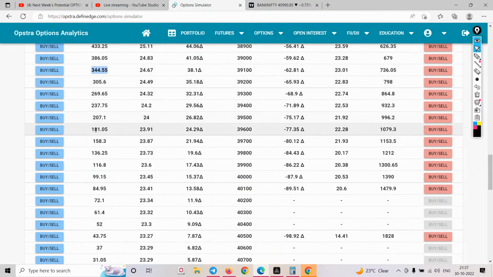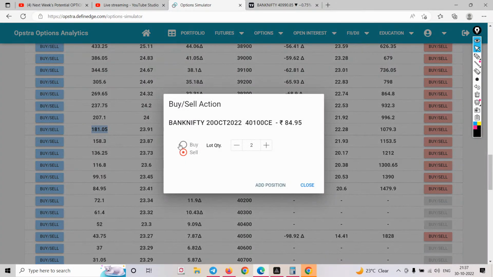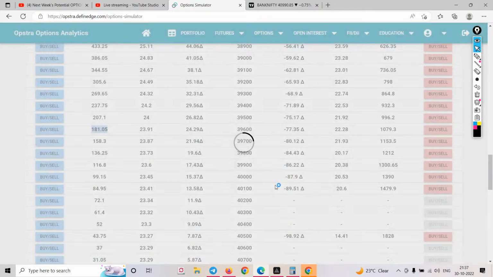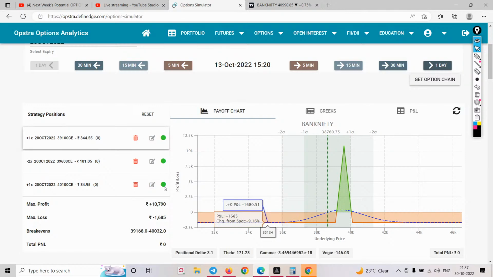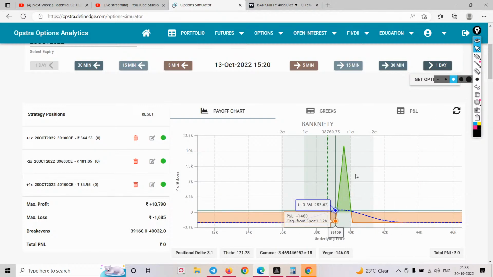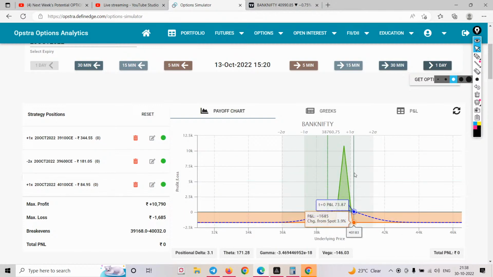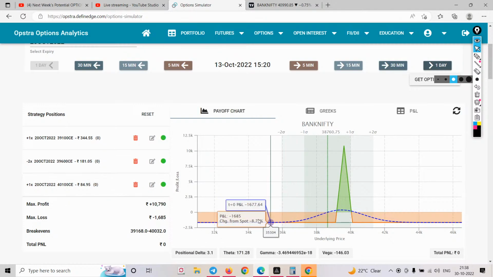I sold this 2 at 1, 2, 3, 4, 5, and then I'll maintain the 500 strike and buy back 1, 2, 3, 4, 5. Simple. This is my typical butterfly. So now my loss is 1,685. My profit is 10,790. Even if the market makes a down circuit of 10%, 20%, I'll lose only 1,685.